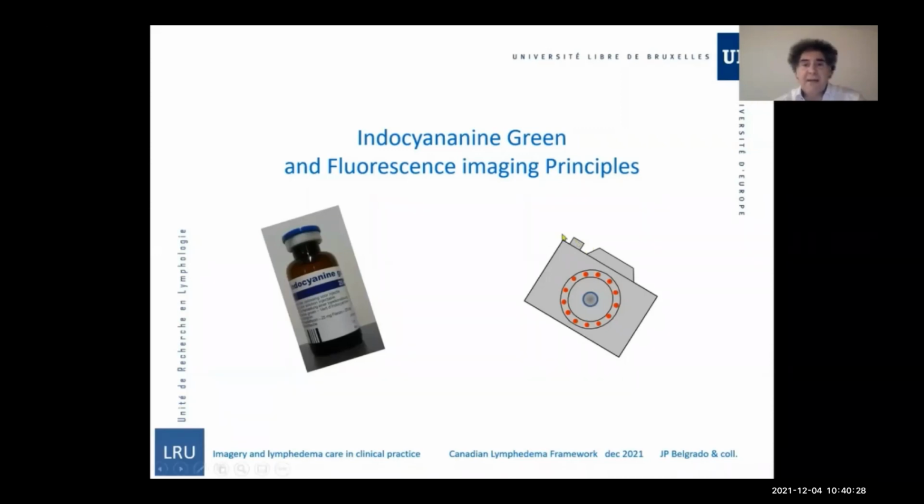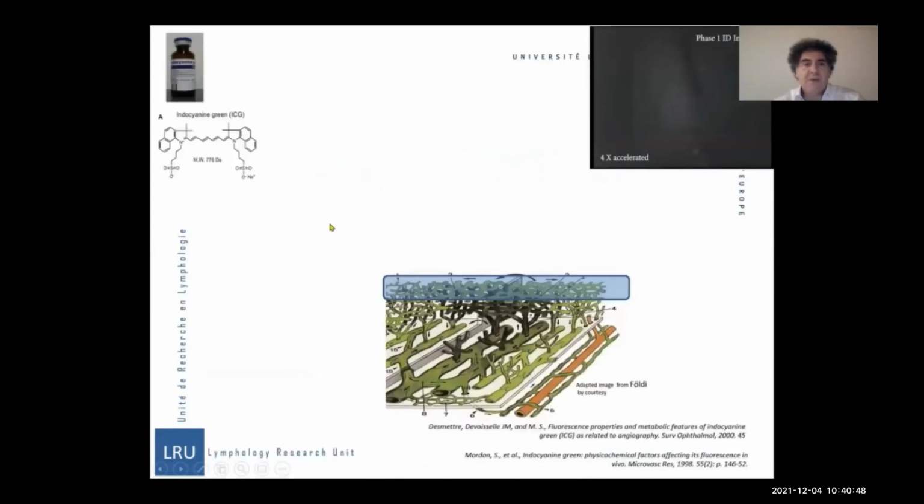It's also necessary, of course, to have the adequate camera, and that will allow us to project infrared light on the person and at the same time to receive this light, which is still in infrared, but in fluorescence. So the principle is quite simple. It's a matter of injecting a very highly diluted amount of the dye. You see that the injected dose is 0.08 milligrams.